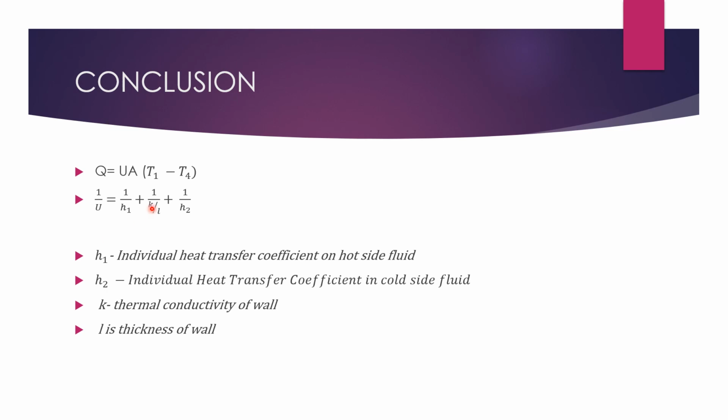So the final equation we get for the overall rate of heat transfer is Q is equal to U A delta T, where the term U we can calculate as 1 upon U is equal to 1 upon H1 plus 1 upon K by L plus 1 upon H2. H1 is the individual heat transfer coefficient for the hot side fluid. H2 is the individual heat transfer coefficient for the cold side fluid. K is the thermal conductivity of the wall, and L is the thickness of the wall. So we will get these two final equations, and we have already seen their derivation. Thank you.